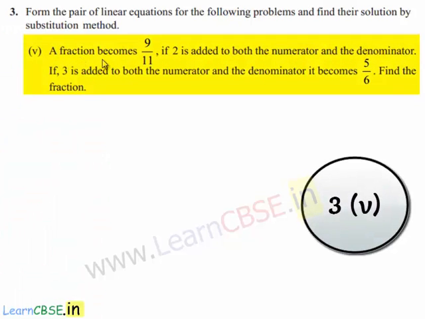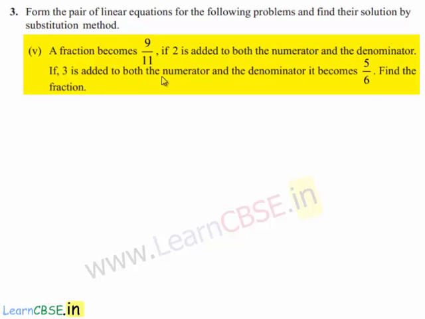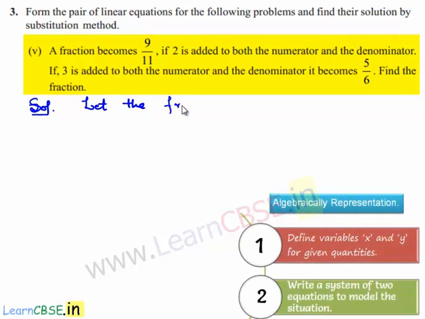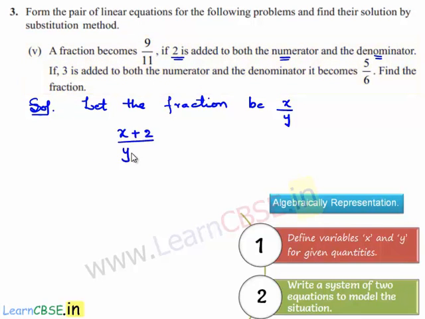Coming to the fifth bit, a fraction becomes 9 by 11 if 2 is added to both the numerator and the denominator. If 3 is added to both the numerator and the denominator, it becomes 5 by 6. Find the fraction. So let us work out the solution for this problem. Let the fraction be x by y. So according to the given problem, if 2 is added to numerator as well as the denominator, it becomes 9 by 11. So we can write x plus 2 divided by y plus 2 is equal to 9 by 11.